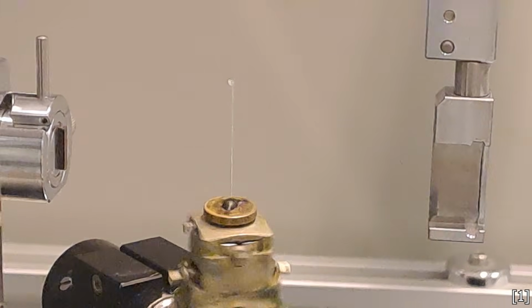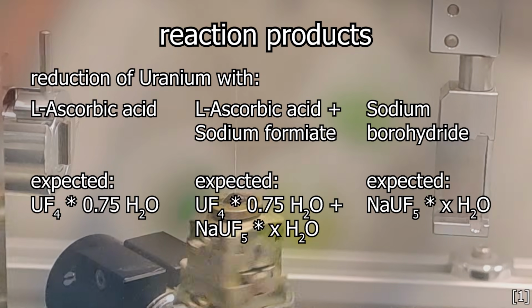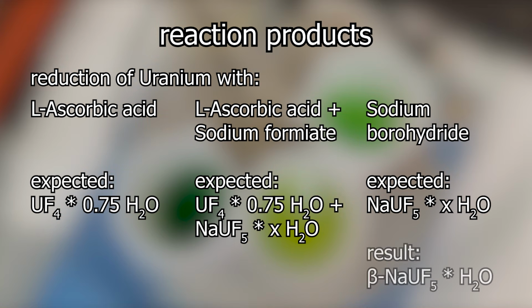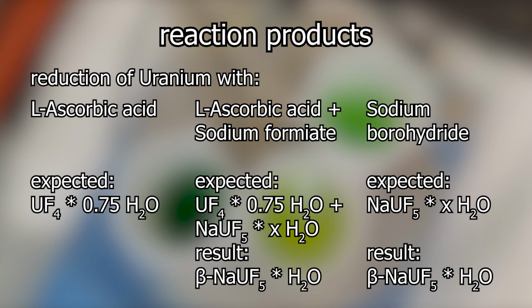The use of sodium borohydride led to the formation of beta-sodium pentafluorouranate monohydrate. In the experimental setup with sodium formate, to which I added L-ascorbic acid afterwards, sodium pentafluorouranate monohydrate was also formed. The experimental setup using only L-ascorbic acid as an electron donor led to the formation of uranium tetrafluoride X hydrate. X in this case is either 1.5 or 2.